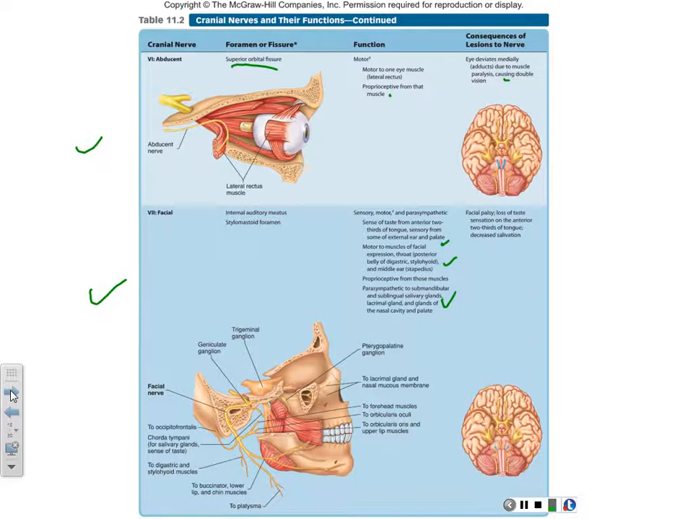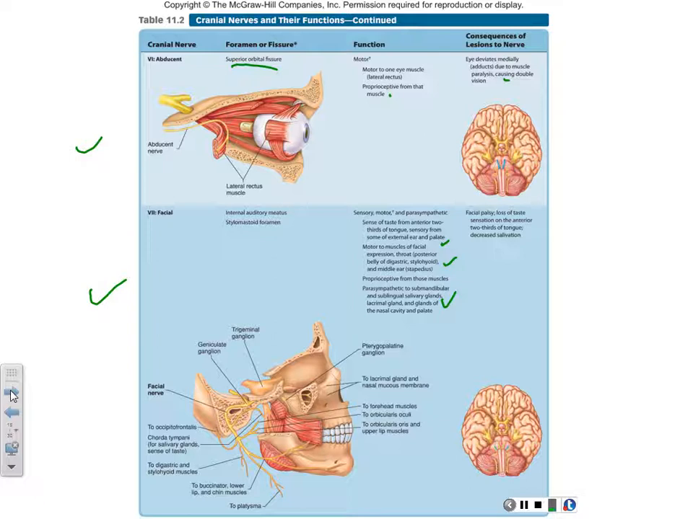And then it also controls the submandibular and the sublingual salivary glands. There's one under here, okay, and one under your tongue, salivary glands. So your mouth becomes dry if something happens to this cranial nerve, number 7, facial.